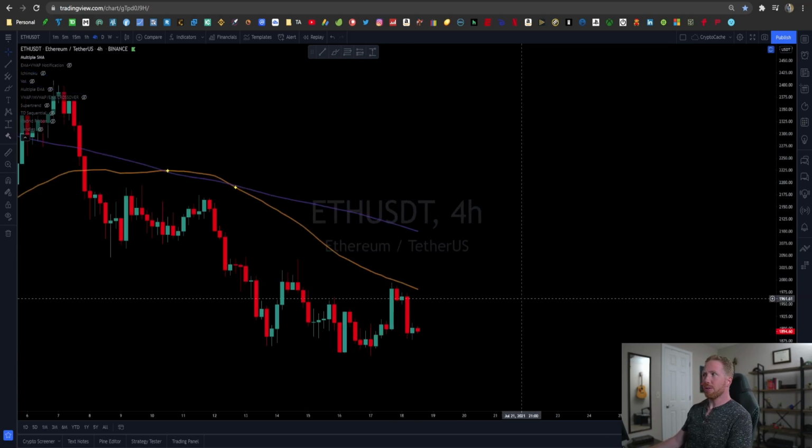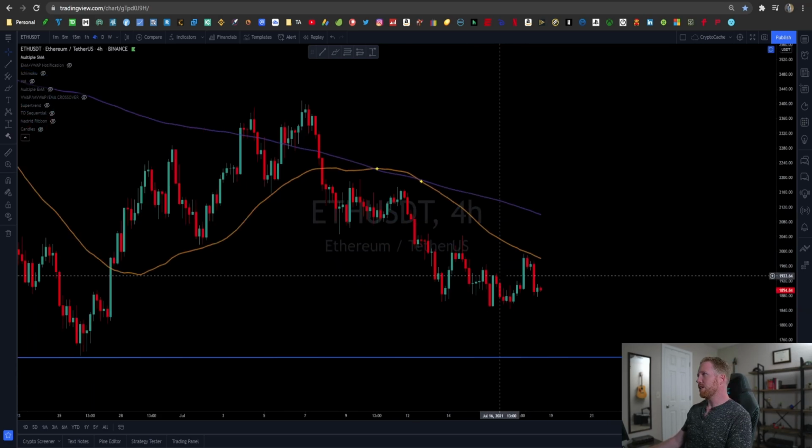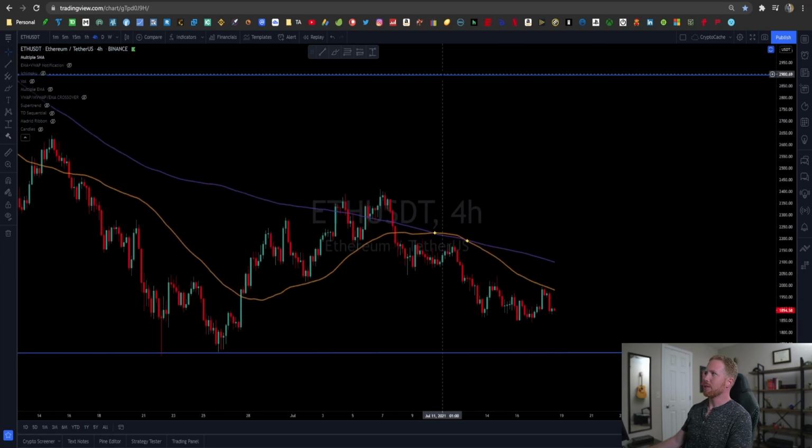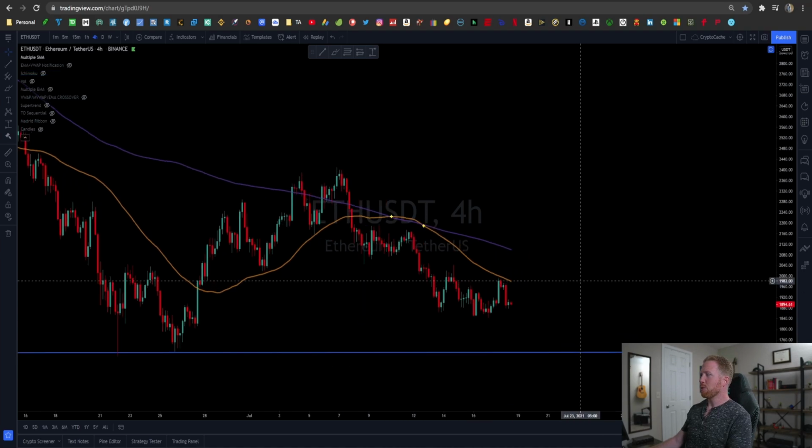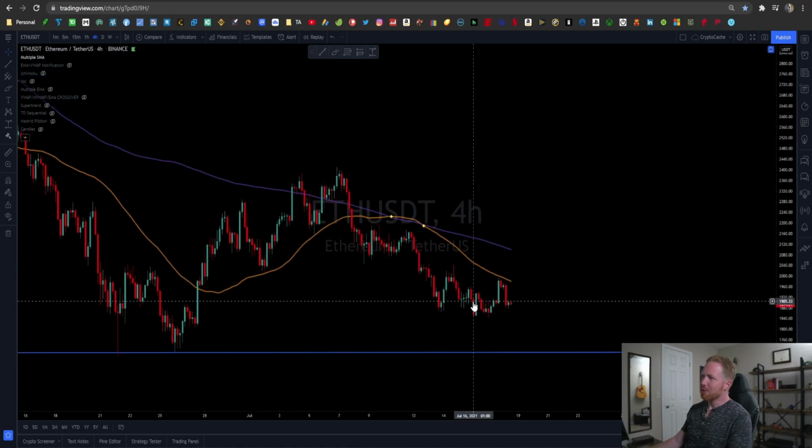Moving on to Ethereum. What we're looking at here is pretty straightforward. We've got a major resistance at 2,900 and a major support of about 1,725. It's working itself into a channel. It's essentially mirroring Bitcoin, just poorly. In other words, it's like the ugly stepchild right now. It's not really doing all that much.